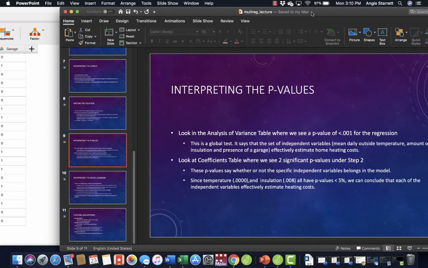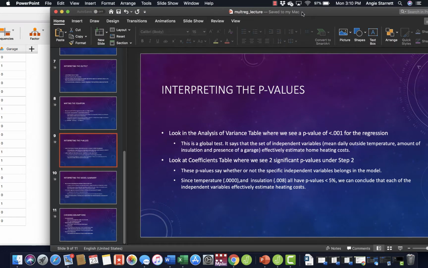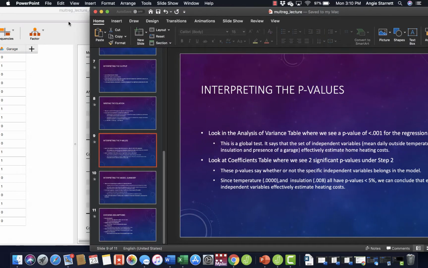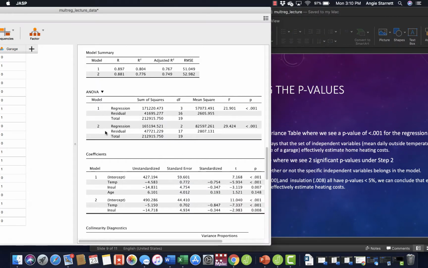All right, let's talk about interpreting the p-values. If we look in the ANOVA table, and again, we're only looking at the second iteration because it's the only one that matters to us, we notice a p-value of less than 0.001 in this ANOVA table. Well, what does that p-value mean versus the p-values down here in the coefficients table?